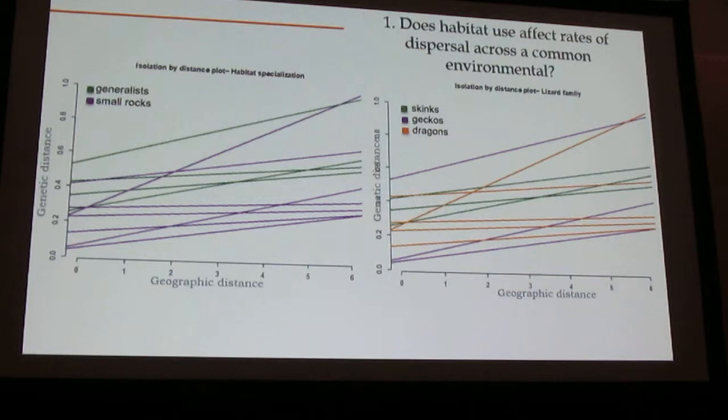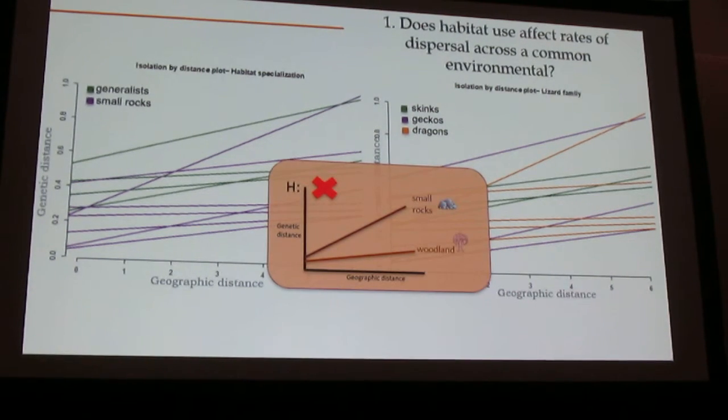We can see that generalist species tend to have higher genetic diversity compared to the specialist ones. This is probably because of the bigger population size in these species. But if you look at the slope, you can't really see any big difference. And this is the same when we split the data between these different families: the snakes, geckos, and dragons. So I reject my hypothesis because there's no pattern that we could observe.